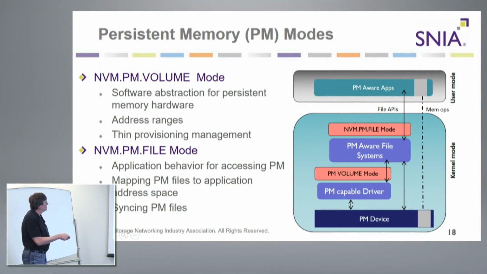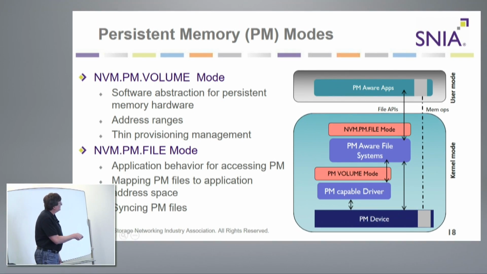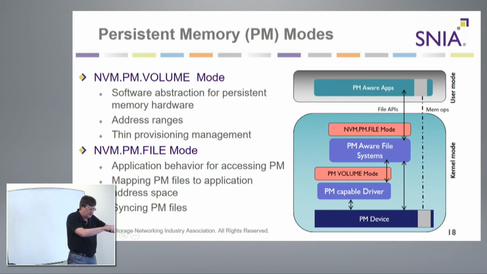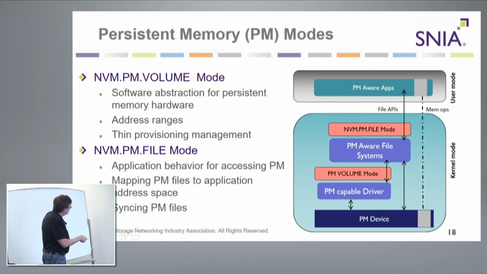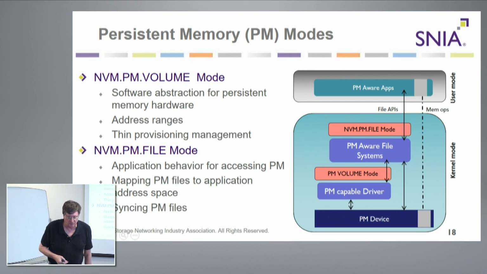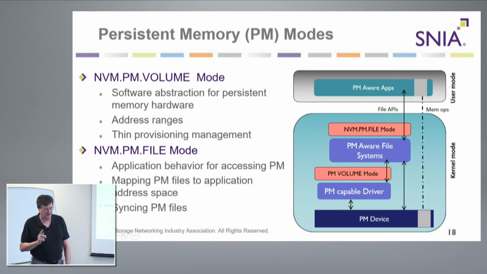So here's persistent memory mode. This is actually simpler, right? This is a simpler model. So again, I have volume mode, which is a software abstraction, right? Address ranges, in other words, virtual address ranges. Here's my first range, here's my second range. And then again, because it's volume mode, but it's actually accessing memory directly, this has thin provision management. And then there is a persistent memory file mode. Again, this is mostly used for memory mapping files into persistent memory regions, right?